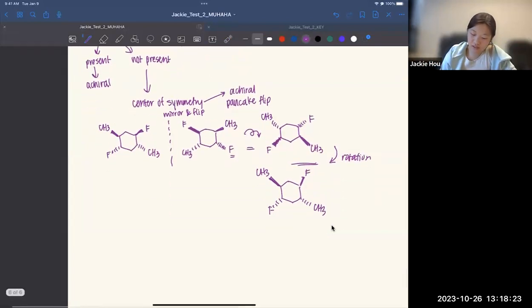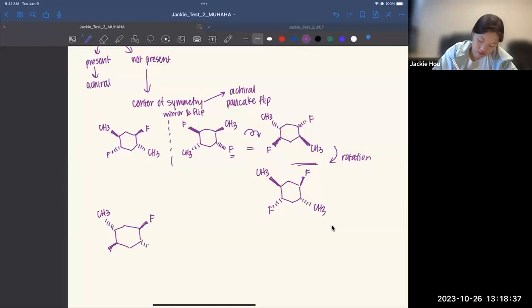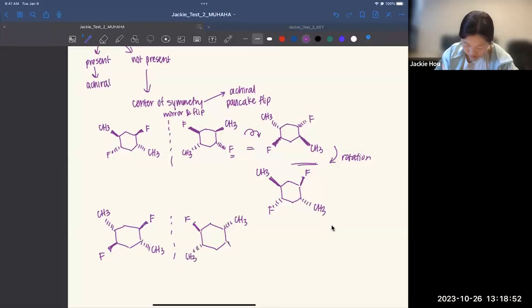Of course, we see that, for example, in this compound over here, in this case, you'll realize that after you do the mirror image and the flip, you'll see I have that. A quick question.